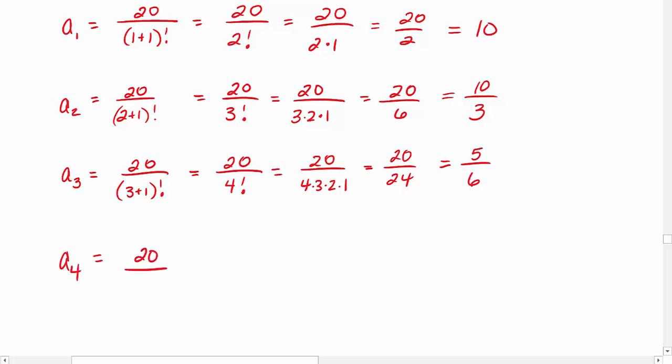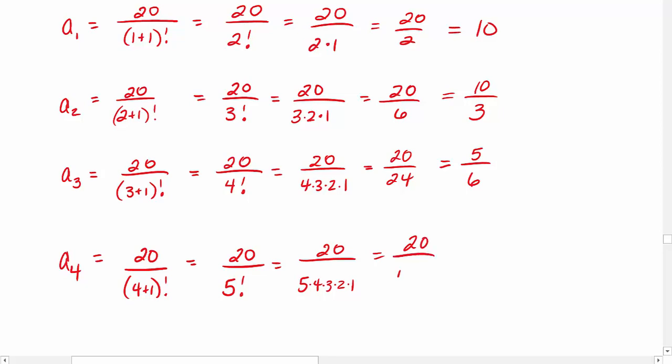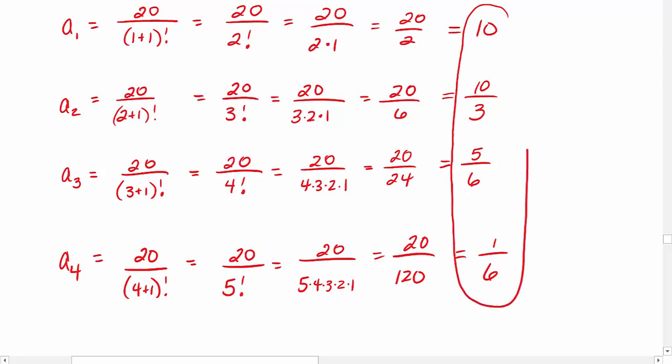And then lastly, a sub 4. 20 divided by 4 plus 1 factorial. It's 20 divided by 5 factorial. It's going to be 20 divided by 120. This will simplify down to 1/6. So here are the first 4 terms of our sequence that was defined using factorial notation.